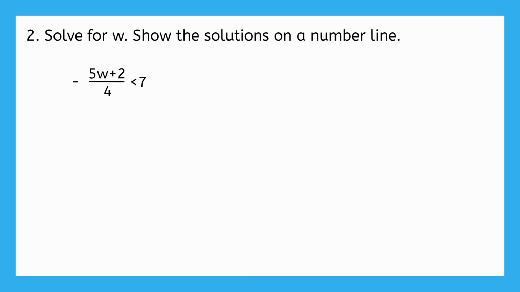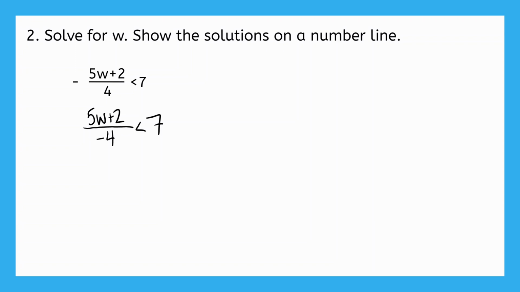This problem says to solve for w and show the solutions on a number line. Remember that a negative sign in front of a fraction can be moved to the numerator or the denominator. Well, since the denominator only has one term in it, I'm going to move it there. If you want to move the negative sign to the numerator instead, that's the method I'm going to go through in the second half of this help video.